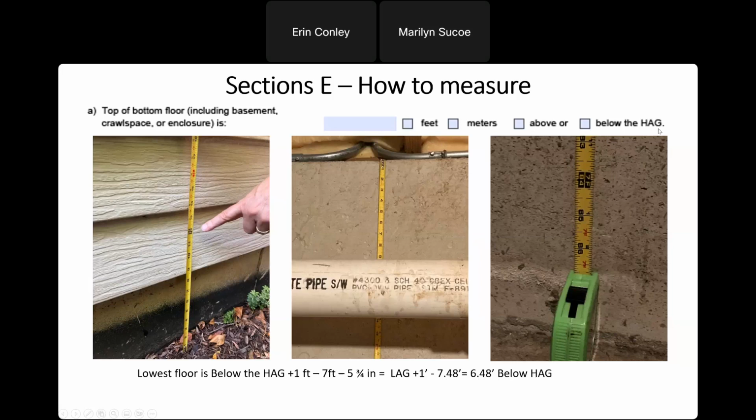And I think it's clear if it's above, let's say this house did not have a basement, and we were just measuring the top of this foundation, and it was, we would be measuring that it would be 1 foot above the highest adjacent grade, if this was an example of a slab, a home on a slab.